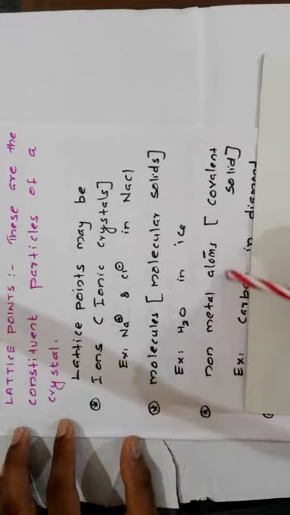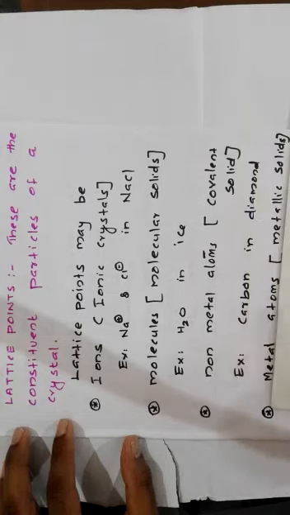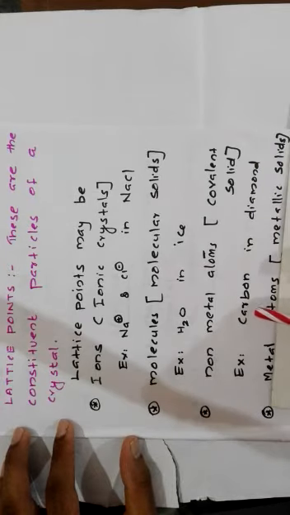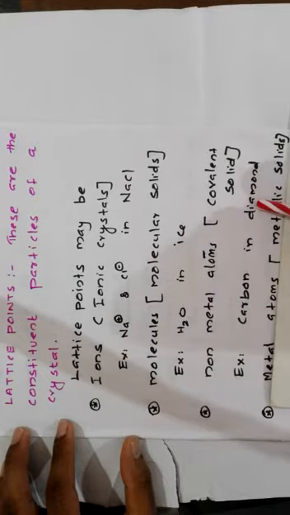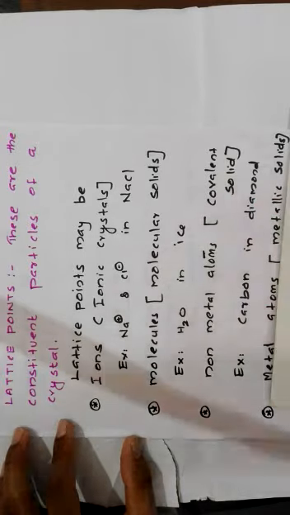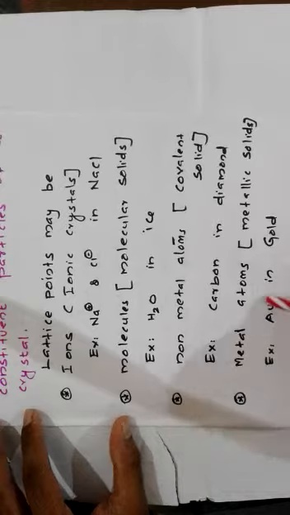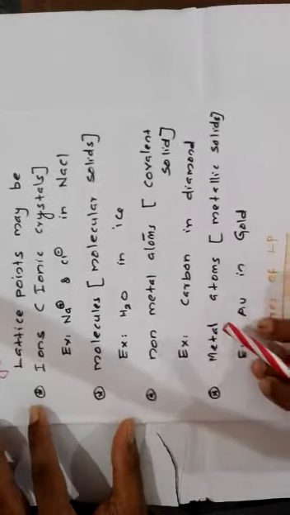Third is non-metal atoms. Non-metal atoms can be the lattice points in covalent solids. The most common example is carbon as a lattice point in diamond, or in graphite, etc. The fourth type is metal atoms. Metal atoms are the lattice points in metallic solids. An example is the Au atom in gold, platinum atom in platinum metal, etc.